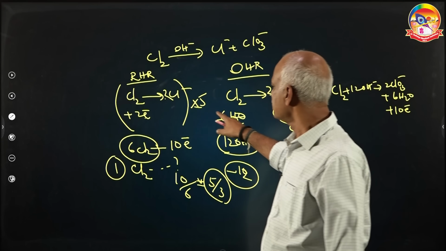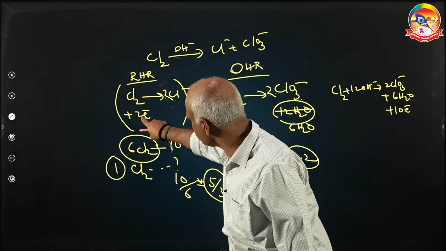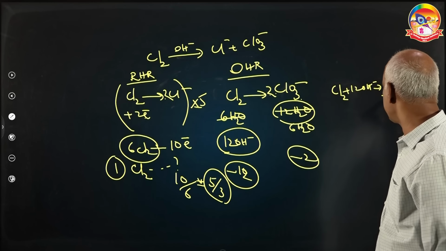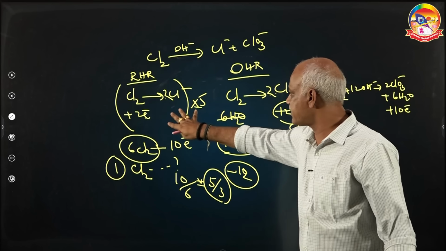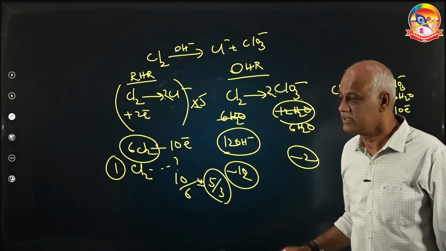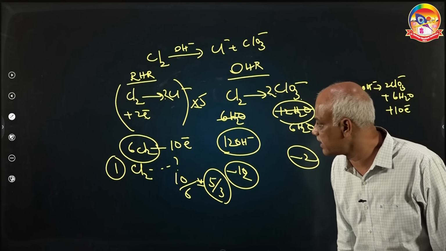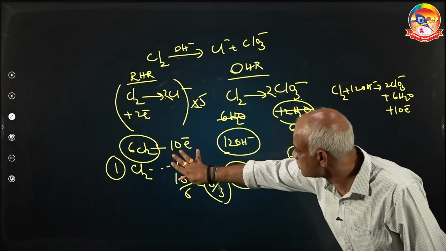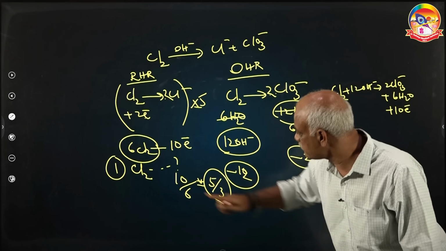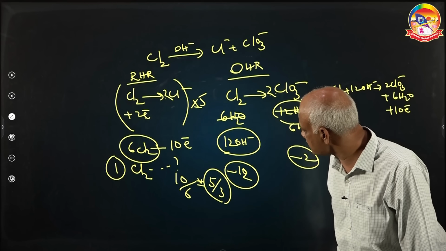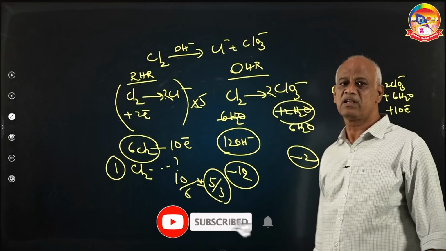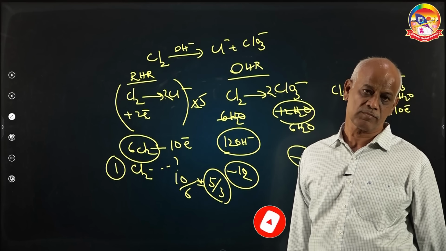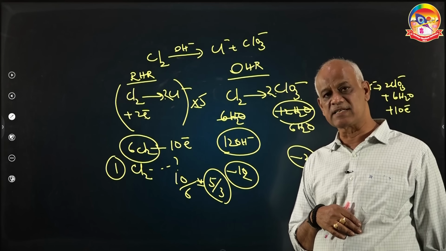How did I do this? Only as an oxidizing agent, for every 1 mole, 2 electrons. Only as a reducing agent, for every 1 mole, 10 electrons. Total number of electrons participating is 10. For these 10 moles of electrons participating, how many moles of chlorine are involved? 5 here, 1 here. 6 moles of chlorine involve 10 electrons. 1 mole of chlorine involves how many? 10 by 6, which will be equal to 5 by 3. The N factor of chlorine in this reaction is 5 by 3. This is another important aspect.